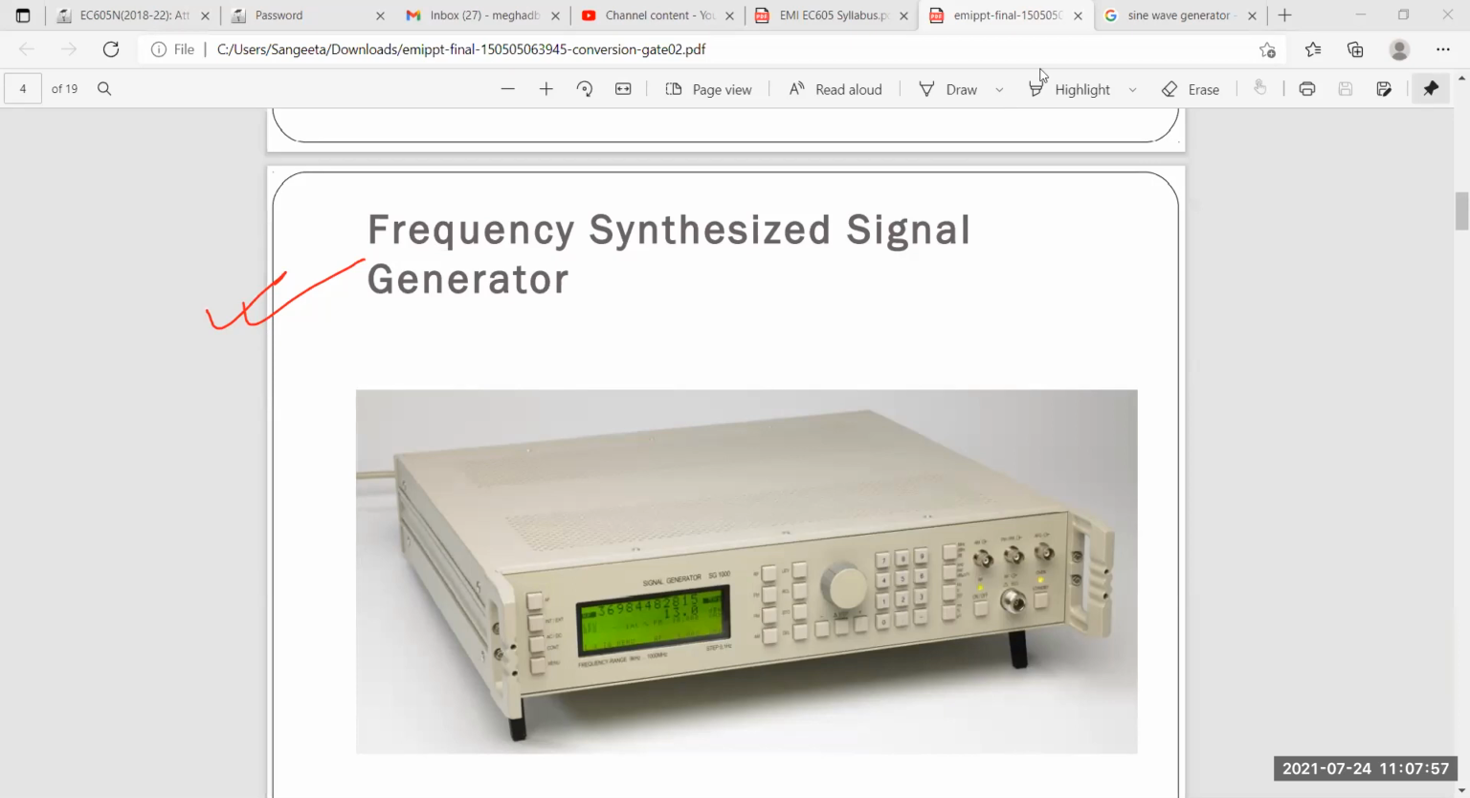So this is the picture, and there are many buttons you can see here. All the probes are connected, and all these probes have their own function. Just like a CRO, but the screen doesn't show a waveform; some numbers are shown. With any device, when you want to see this kind of frequency synthesized signal, you will connect this kind of device.